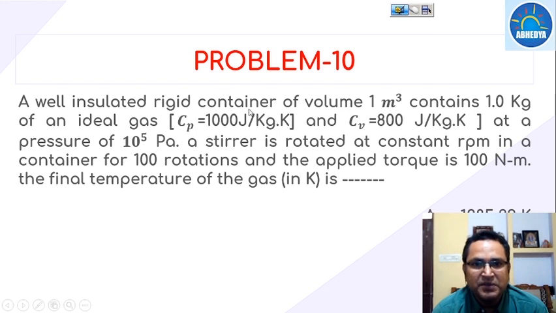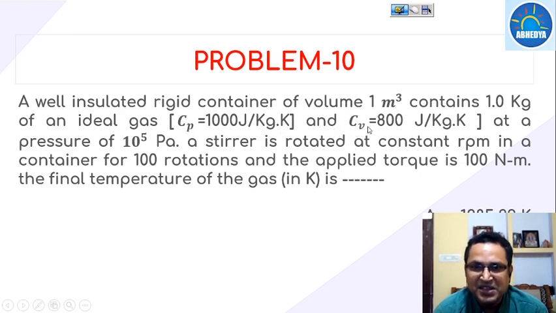Now the next problem is: a well insulated rigid container of volume 1 meter cube contains 1 kilogram of an ideal gas. The value of Cp is given as 1000 joule per kilogram Kelvin and Cv as 800 joule per kilogram Kelvin. Okay. So basically with the help of this Cp and Cv, it seems that it is an air.